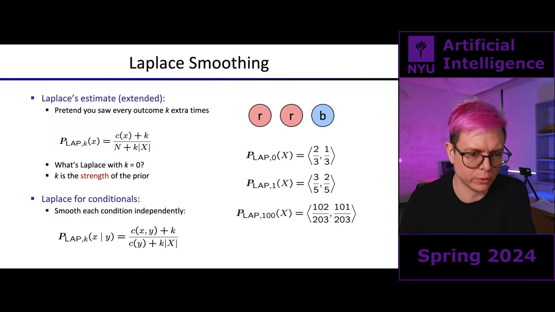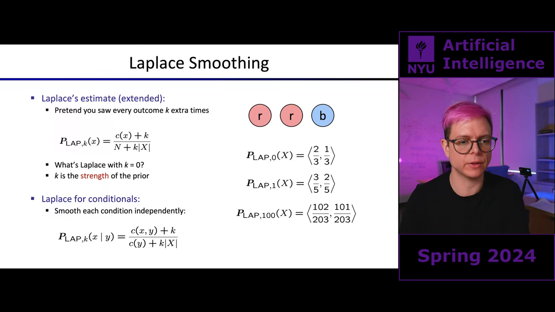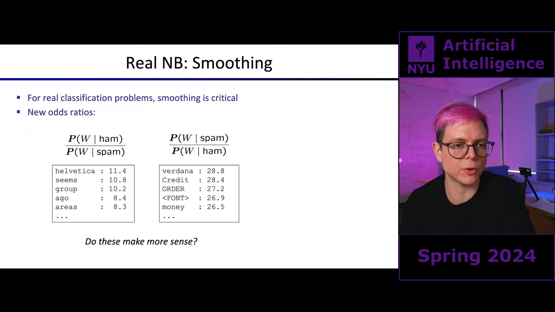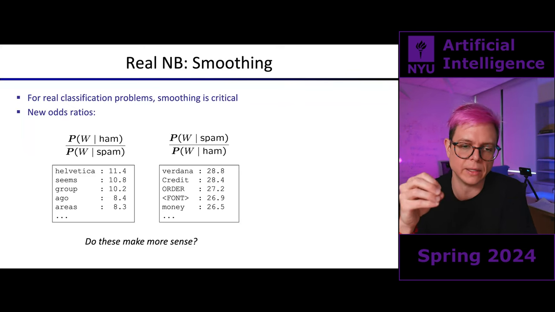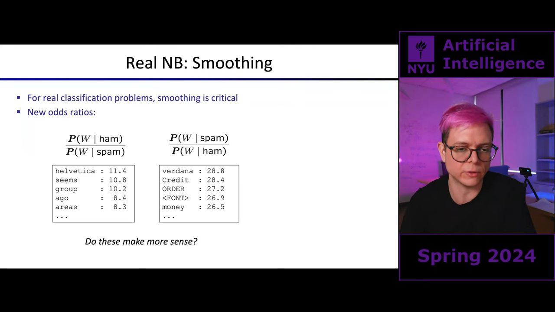How do we do this for the conditional? We simply apply this smoothing for each specific class, okay? So nothing crazy. For real classification problems, smoothing is critical. Now we can compute this new odds ratio. And now finally, we have some ability to actually peek inside this model and see how some choices are made. So now actually it works. All these terms here, Helvetica, Sims, Group, Ago, Areas, had relatively small spam weight and relatively high ham weight. So these are all terms that are most likely appearing in the ham.